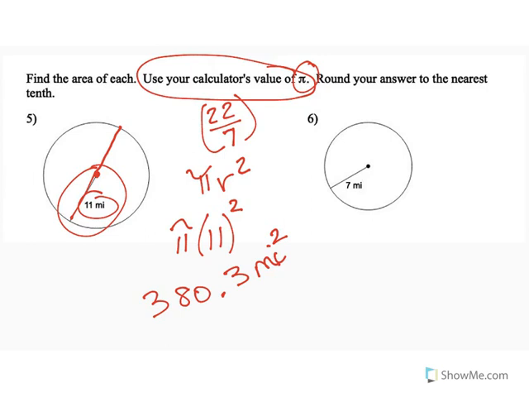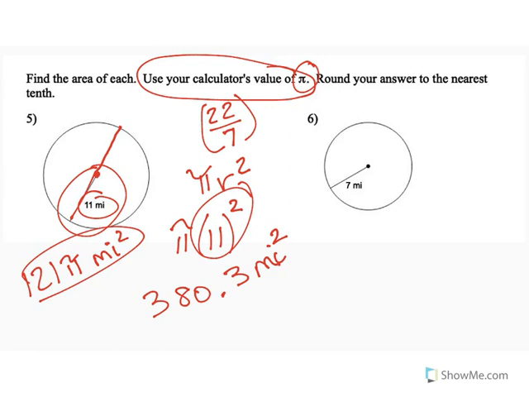Sometimes, and we'll talk about this more when we get there, it will say in relation to pi, which means you leave pi in the answer. So you would just do 11 squared and have pi, so you would have 121 pi miles squared. But we'll get there when we do volume, I believe. Okay, so we're going to do pi 7 squared in your calculator. And I get 154 miles squared.